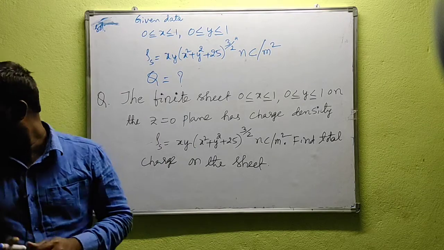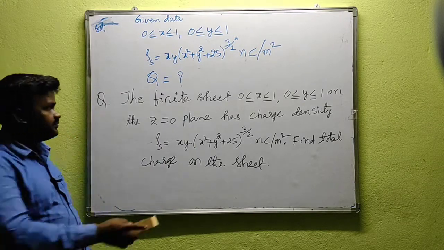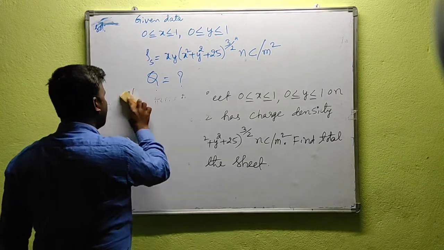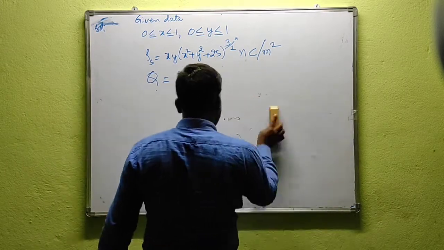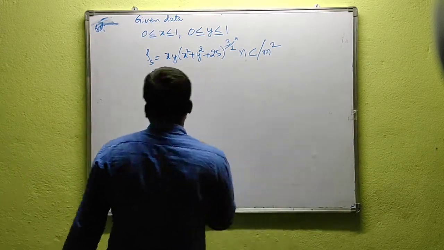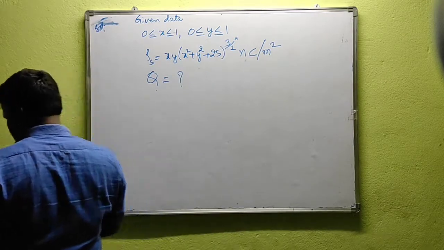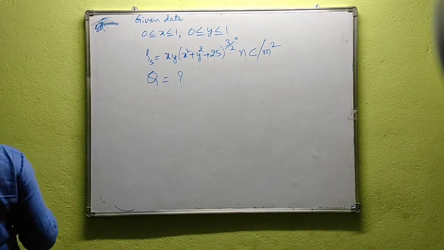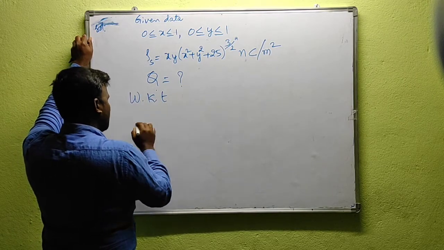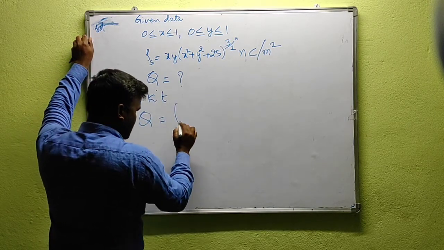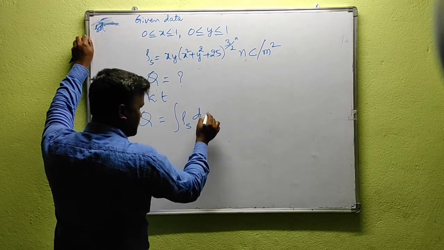Now determine this q. How can we determine this q? Q can be determined by using the relationship between q and rho s. For the surface charge, q equal to what? We know that q can be written as q equal to integral rho s ds.